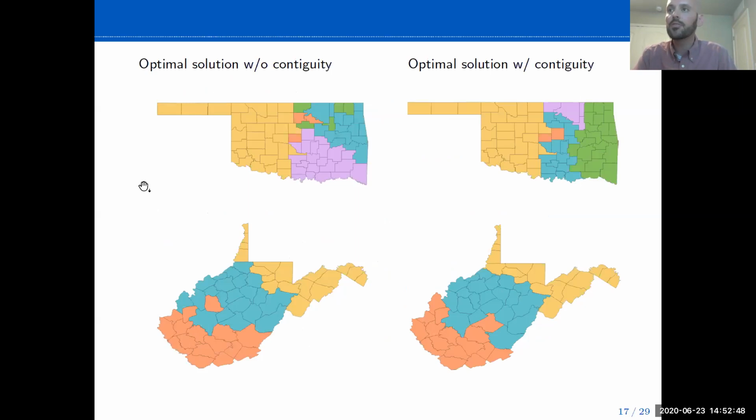Here I have some pictures, so you can see that for Oklahoma and for West Virginia, if you don't impose contiguity, or if you do impose contiguity, it does make a difference. So you really do need these constraints. Okay, and then I have some times here.